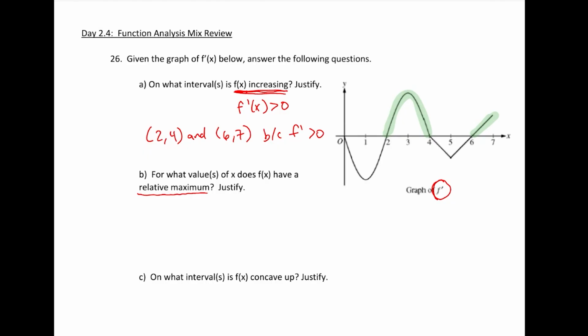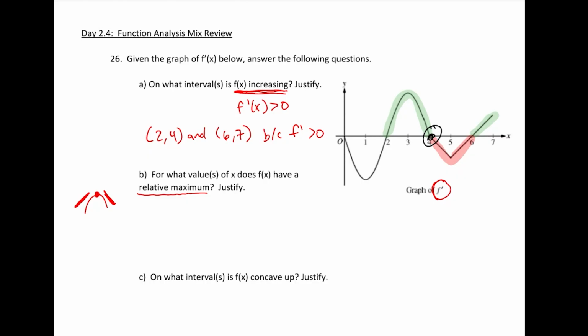A relative maximum on f is where you have a high point, like on a hill. And this happens whenever the slope changes from being positive to negative. So what we're looking for is for f prime to change from being positive to being negative. And we see that happening at x equals 4. At x equals 4, we have a positive f prime value followed by a negative f prime value. So at this point right here at 4, f prime is changing from positive to negative, and that's what's causing that relative maximum on f.